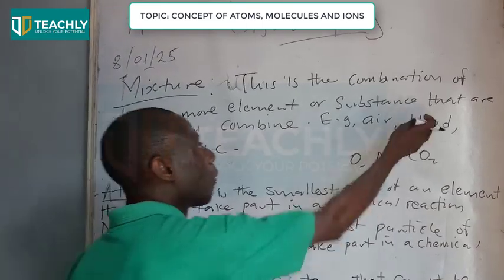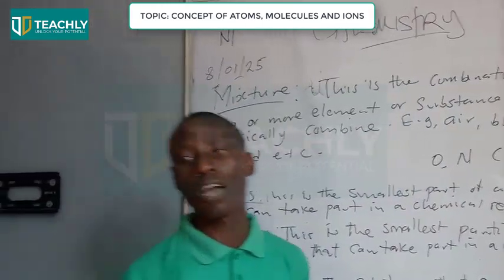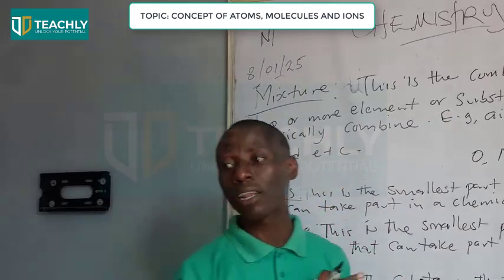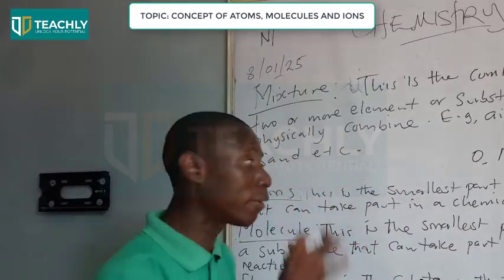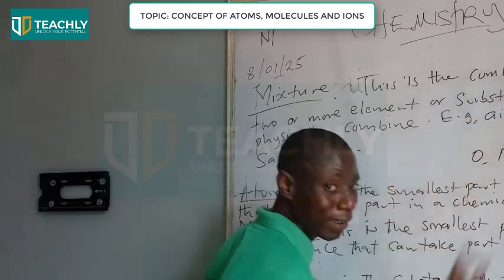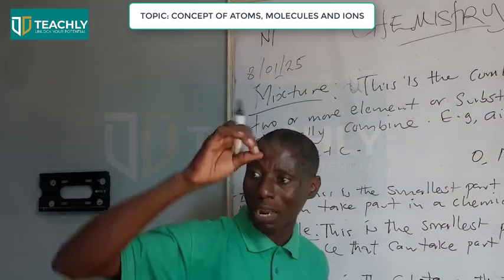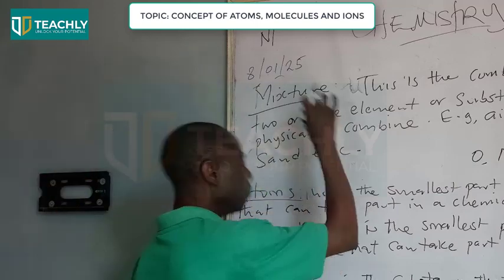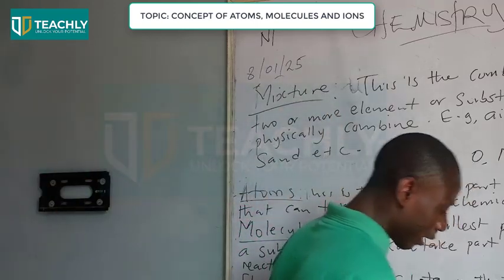The same thing with your blood. In your blood, we have the white part, the water part, platelets, red blood cells, white blood cells. They are not chemically combined together. So that means they are components of different things physically combined, not chemically. You can separate them by using what? The separation techniques. You separate the mixture. Okay, that is that.